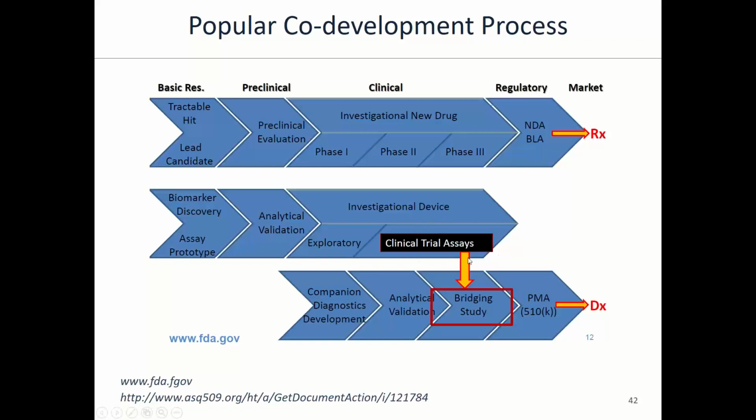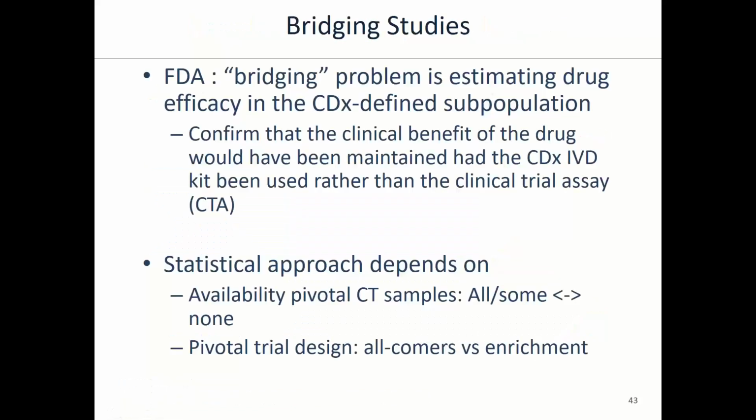The clinical trial assay is then the name we give to the test that was used, and you will have to bridge the results to your companion diagnostic. Now, of course, the agreement between those two tests is important, but it's more than that. FDA sees this bridging problem as estimating the drug efficacy in the companion diagnostic subpopulation. So you really have to show that the clinical benefit of the drug would have been maintained in case you would have had already the companion diagnostic at the time of the pivotal trial.